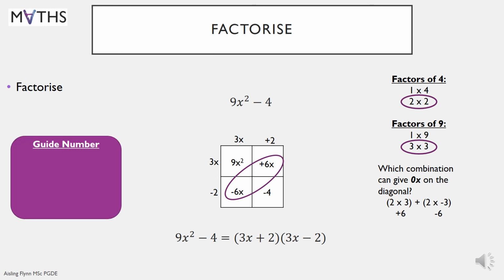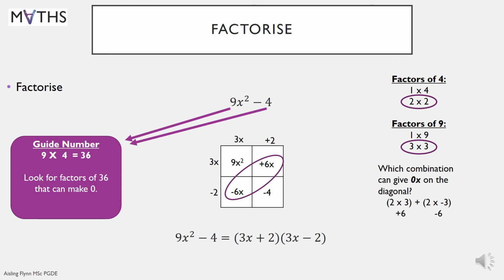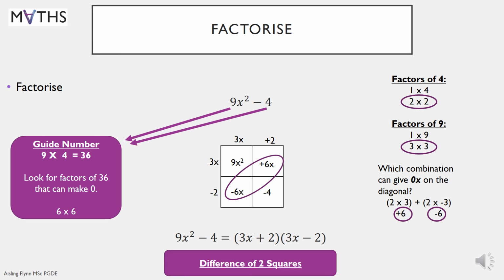If we were to use the guide number to help us here, 9 times 4 gives me 36. So you're looking for factors of 36 that could make 0. That'll be 6 and 6. When you take them away, 6 minus 6, you get 0, which would bring you back to there. Again, you need to spend some time yourself, and practice makes perfect. As I mentioned, this is called the difference of two squares.